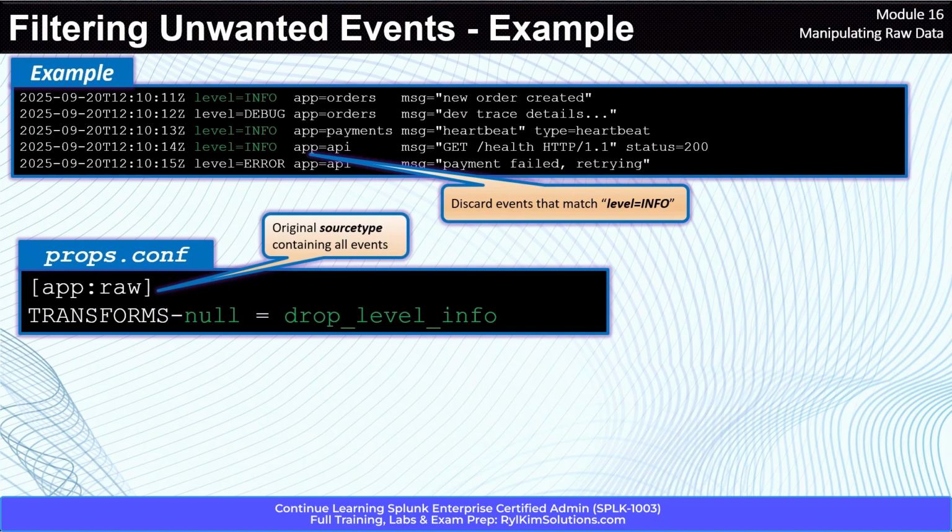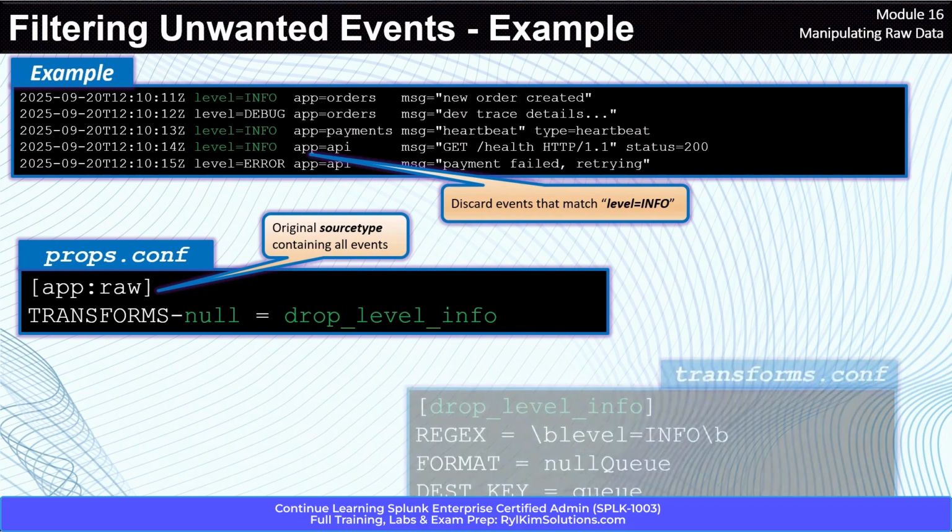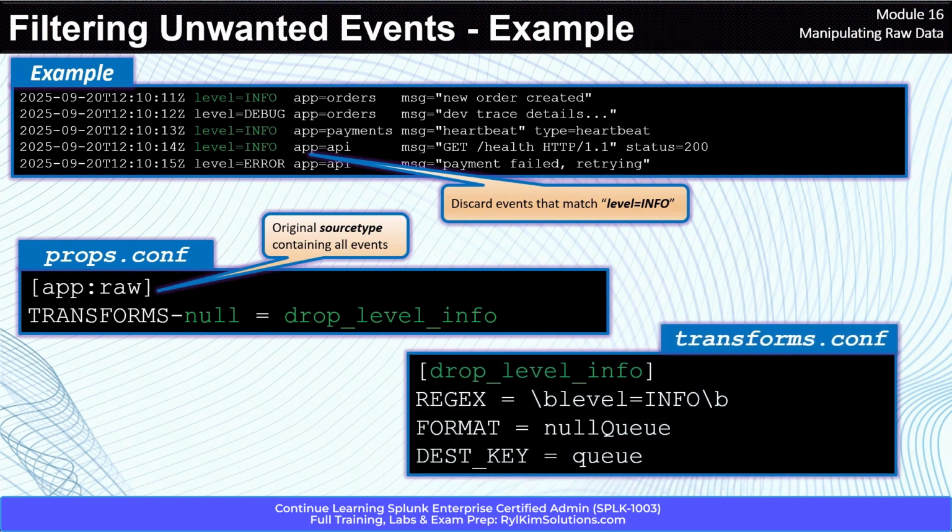We have our class, unique class identifier here set as null. And then, of course, we have our transforms attribute value as drop_level_info, which is going to be the stanza name in the transforms.conf configuration file. So what you see here then, this is our regular expression, which is going to match log level. So this \b here actually means a word boundary in regex. That's something that you can look up. So it's basically going to use this regular expression to match these events here.